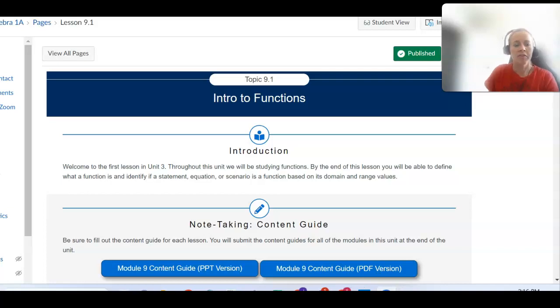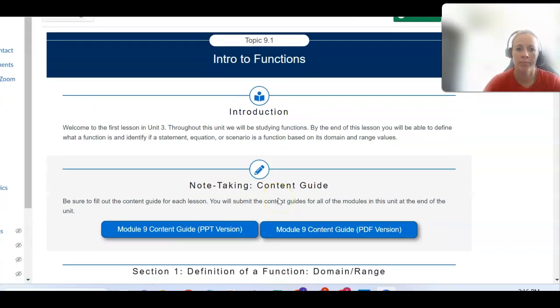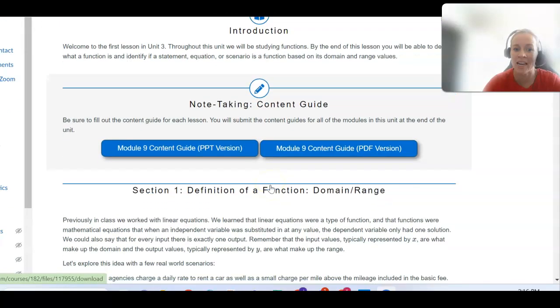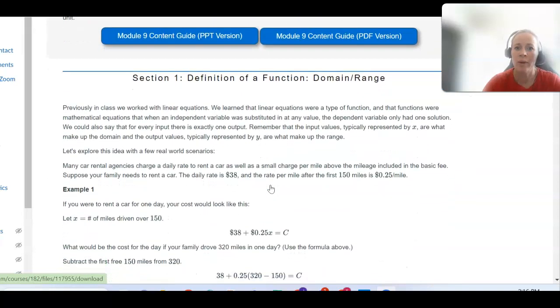This is a video overview of Algebra 1 Lesson 9.1, where we'll just go over all the content below. So make sure you have your notes ready, and we're going to be talking about domain and range. So first, kind of an introduction problem, similar to problems you've seen before.